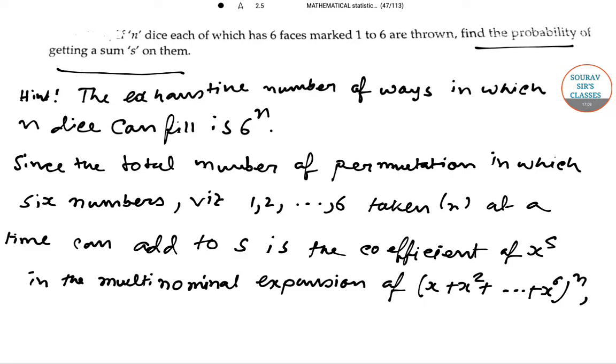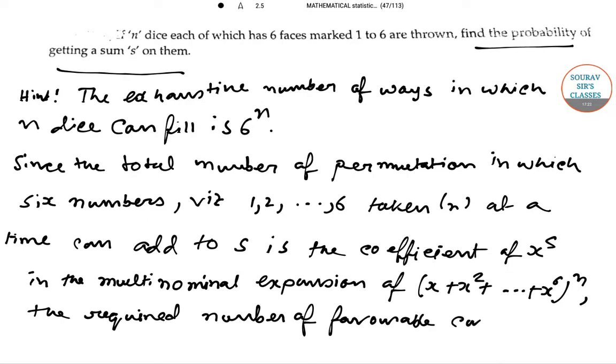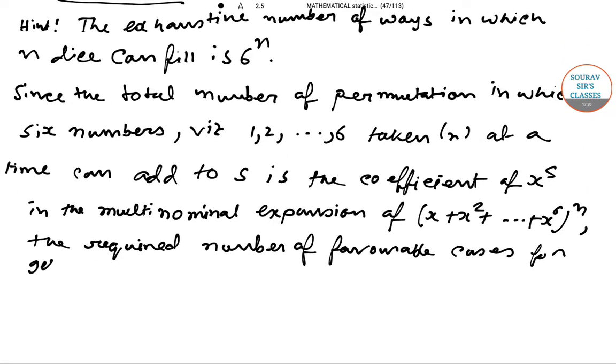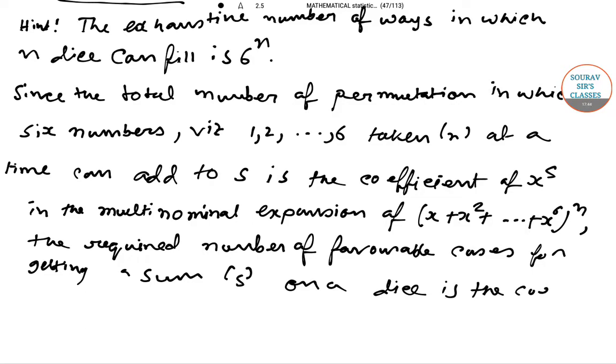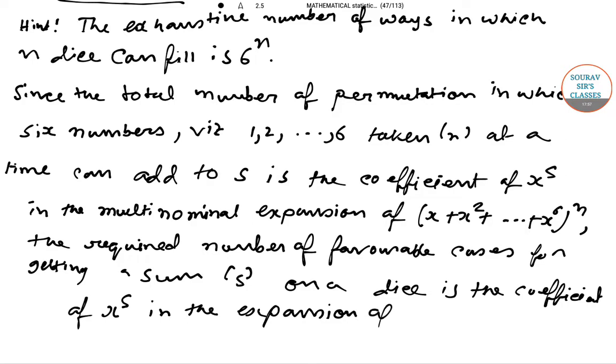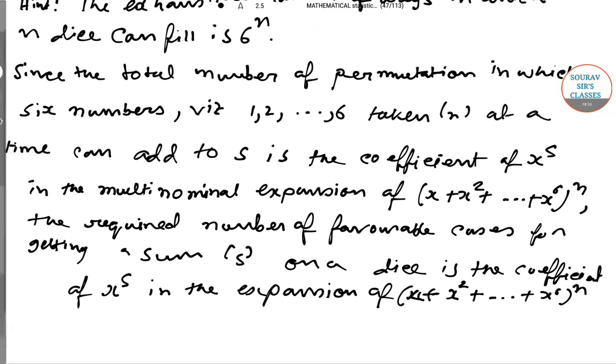The required number of favorable cases for getting a sum s on the dice is the coefficient of x to the power s in the expansion of (x + x square + ... + x to the power 6) to the power n. So now we'll take another page to solve it.